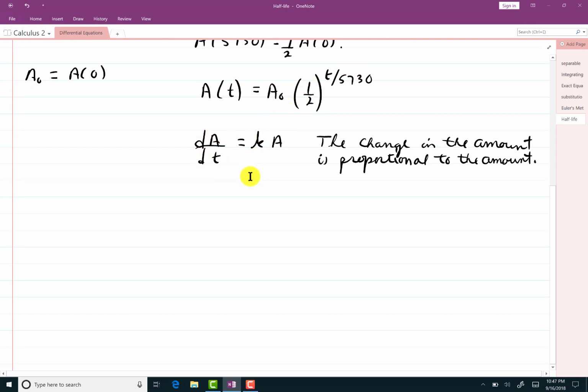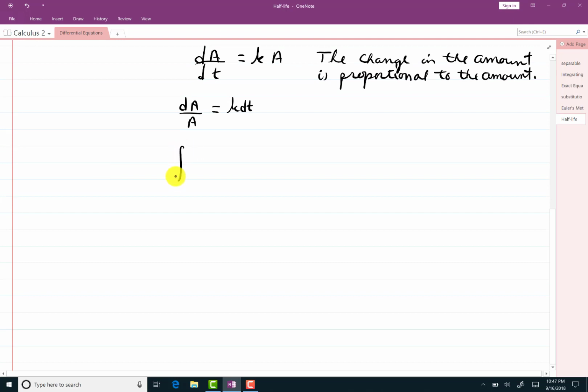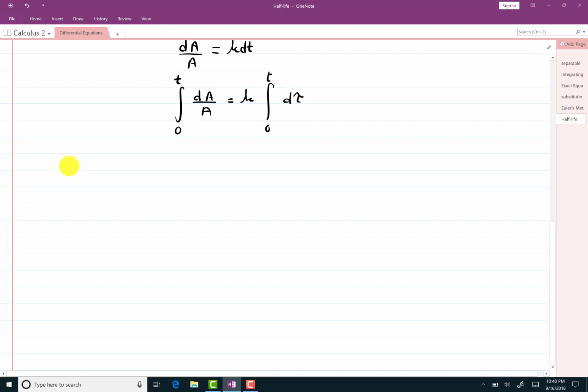What this means, if I go to solve this equation, is I have dA over A equals k dt. Then I'm going to integrate both sides, from 0 until now, which is t. The integral of dA over A equals k times the integral from 0 to t. It's not good practice to put dt because the limits of integration are in t, so I'll use tau as a placeholder. It's what they call a dummy variable anyway.